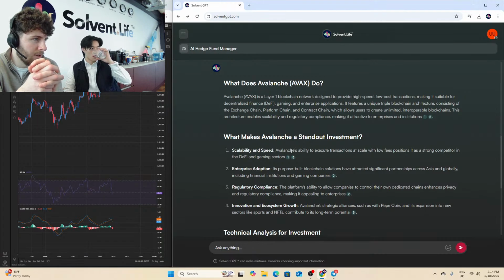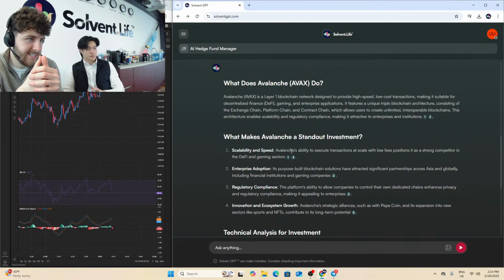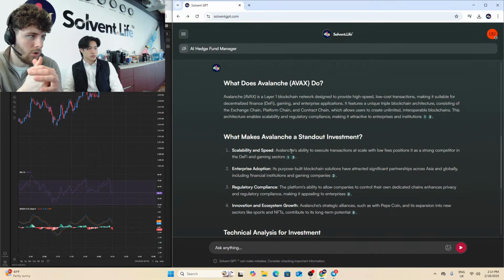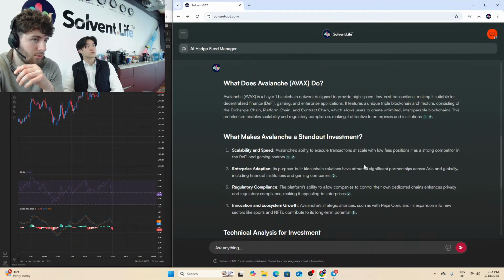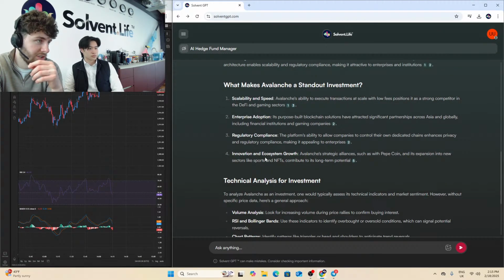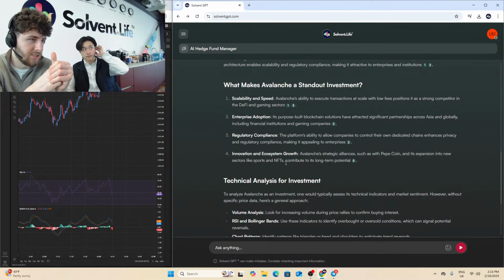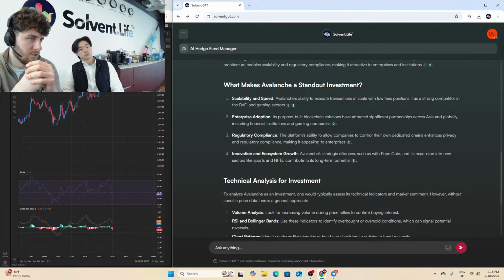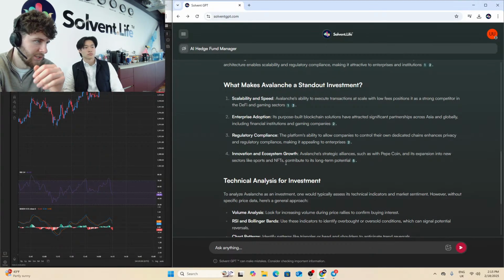So what we have, Avalanche's ability to execute transactions at scale with low fees positions it as a strong contender in not just decentralized finance, but also the crypto gaming sector. It's being adopted by quite a few enterprises, specifically across Asia. It's compliant with regulations, and it has quite a few strategic alliances, such as Pepe Coin, and it's aiming for expansion into new sectors like sports and NFTs, which both will contribute to its long-term potential.